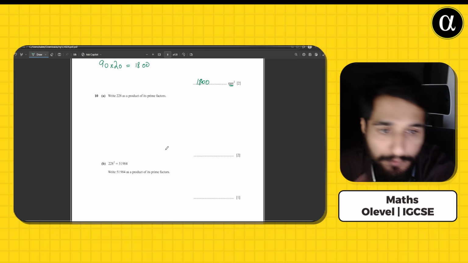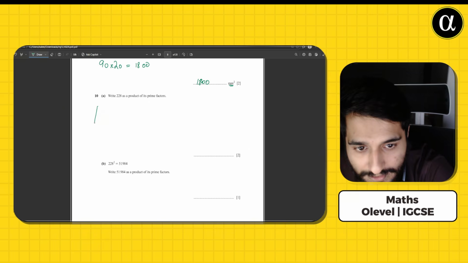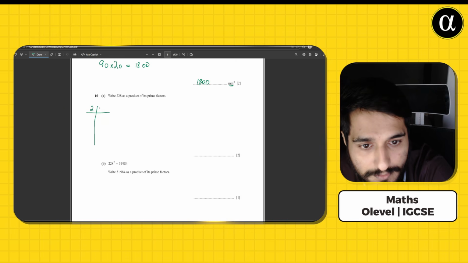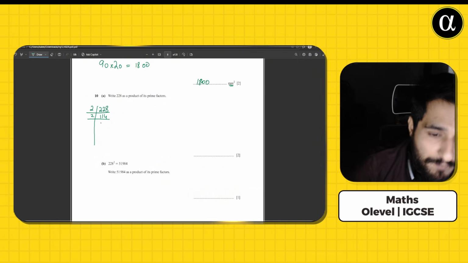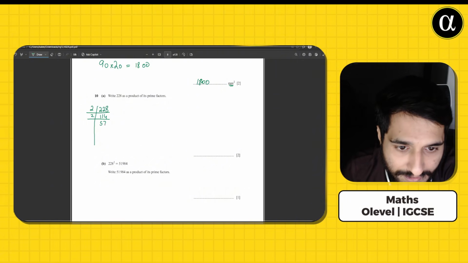Now, what are we going to do for this case? We're supposed to do prime factorization. Prime factorization means we are supposed to divide it by the smallest prime factors initially. So 228 can be divided by 2, and the answer turns out to be 114. This can be further divided by 2, and this would give me, I believe, 57.